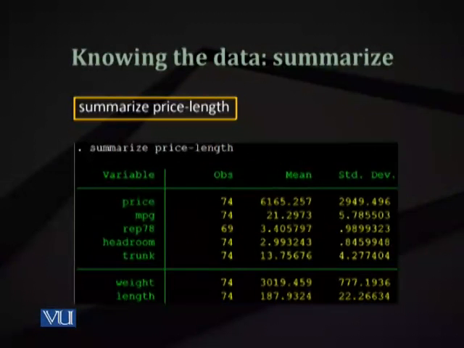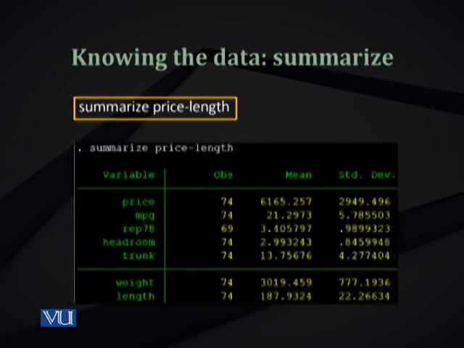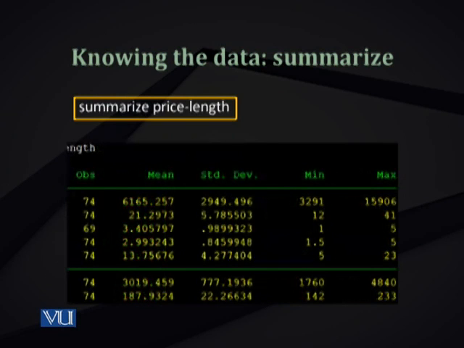So the results are seen. Summarize price hyphen length gives variables from price to length. There are in total 7 variables with different number of observations. One of them has 69 observations, all others have 74. You have means, standard deviations, minimum and maximum values. For example, the repair record of 1978, which is given the variable name rep78, has minimum 1 and maximum 5.